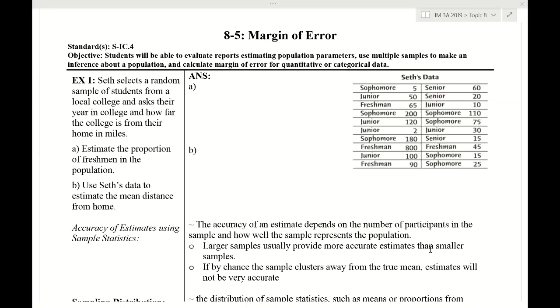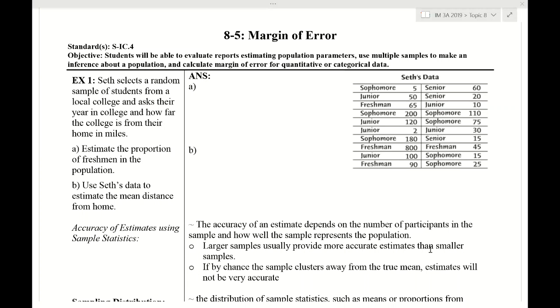This video covers topic 8, section 5, which is titled Margin of Error. So in this lesson, students will be able to evaluate reports estimating population parameters, use multiple samples to make an inference about a population, and calculate the margin of error for quantitative or categorical data.